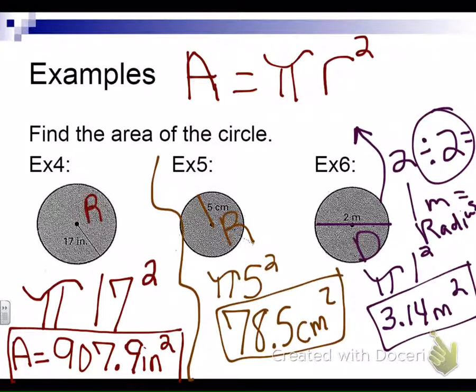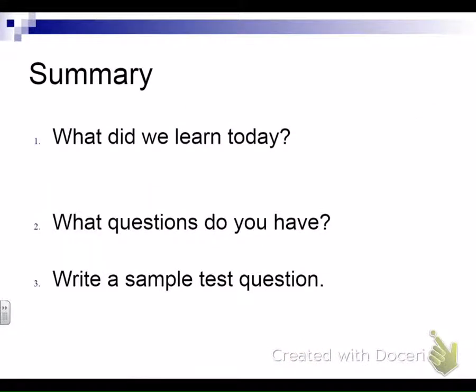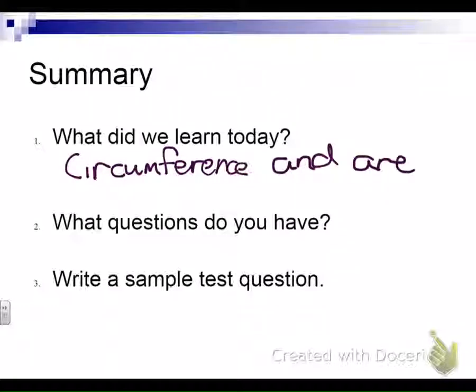So, if you are given the diameter, what are you dividing by to find the radius? 2. You're dividing by 2. What were those two things called? Circumference and area of circles.